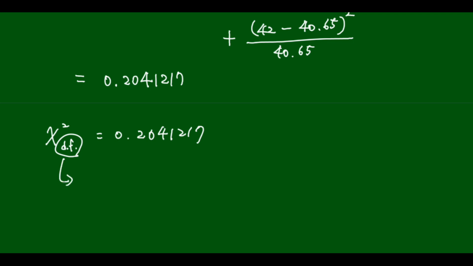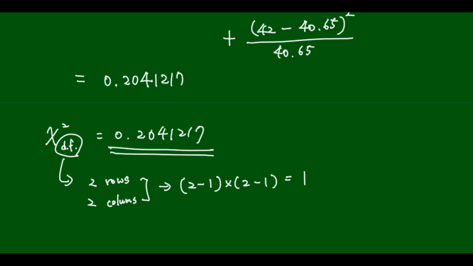This degree of freedom can be obtained from the number of rows and number of columns in the table. We have a two-way contingency table, which has 2 rows and 2 columns. The degree of freedom is calculated by number of rows minus 1 multiplied by number of columns minus 1, which is just 1. So degree of freedom 1, and we have test statistic value 0.204. Okay.